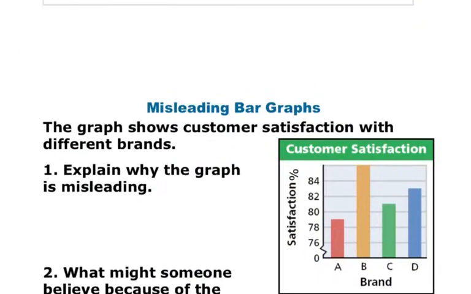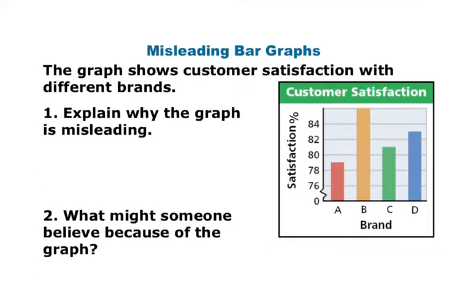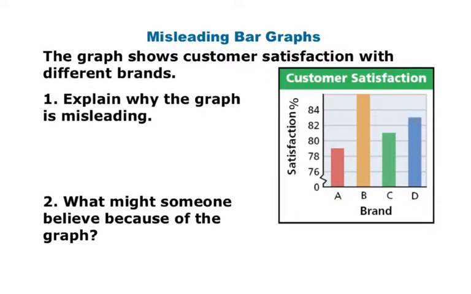So taking a look at our first example, the graph here shows customer satisfaction with different brands. So clearly you're thinking, hey, B is really great. Explain why the graph might be misleading. So over here we've got satisfaction percent, and then we've got the brand. The interesting part about this is that brand B is actually, based on the scale of this graph, these go up by 2. So it turns out that brand B is actually only at 86% satisfaction.